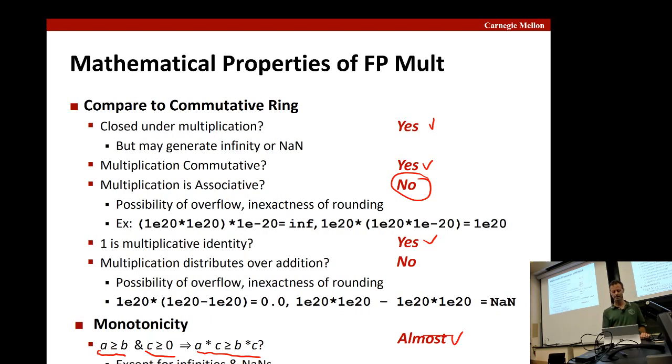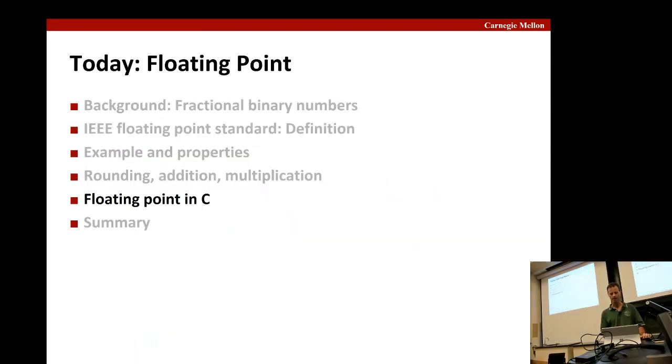And similarly, we all know that multiplication distributes over addition in real numbers in general, and certainly in things like integers. But because of overflow and inexactness of rounding, you can come up with examples where it doesn't work, where A times (B plus C) is not equal to A times B plus A times C. Okay, good. Any questions on that?